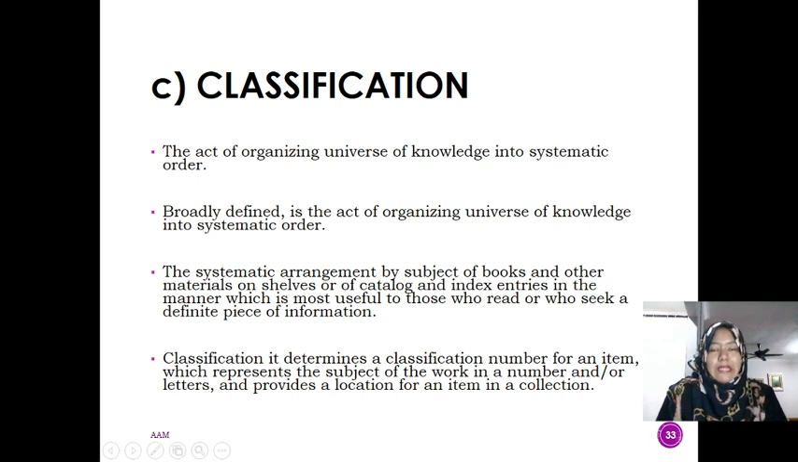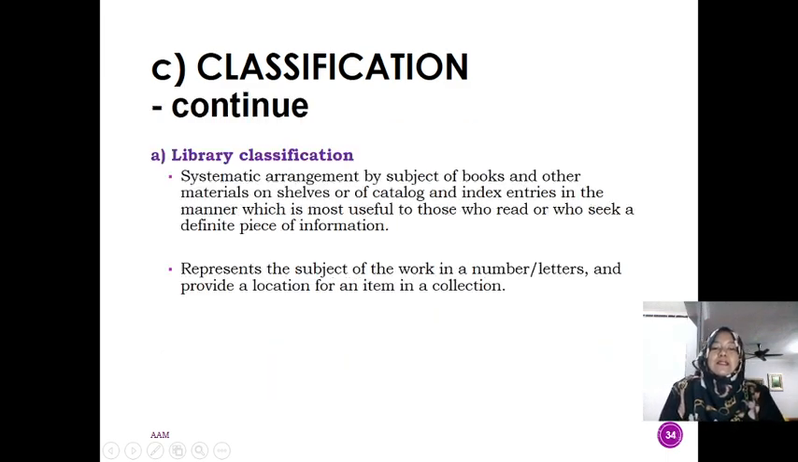Next is classification. Broadly defined, it is the act of organizing the universe of knowledge into systematic order. This is the systematic arrangement by subject of books and other materials on shelf, or of catalog and index entries, in the manner most useful to those who read or who seek a definite piece of information. Classification determines a classification number for an item which represents the subject of the work in a number and/or a letter and provides a location of the item in the collection.